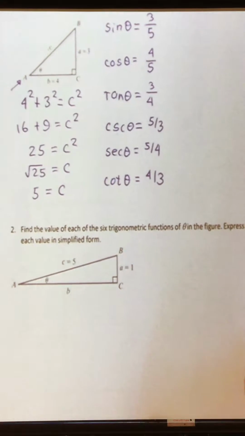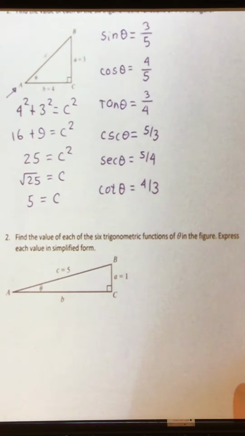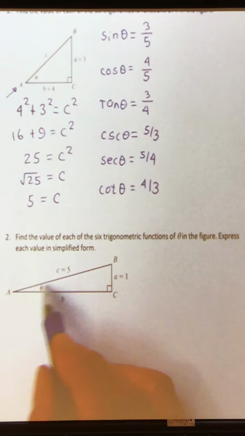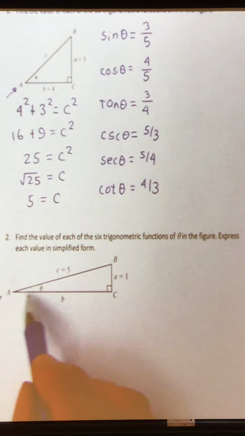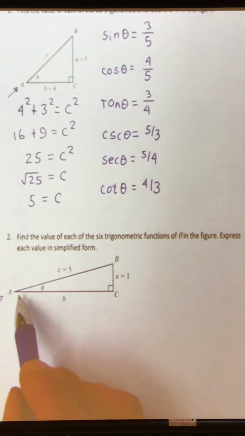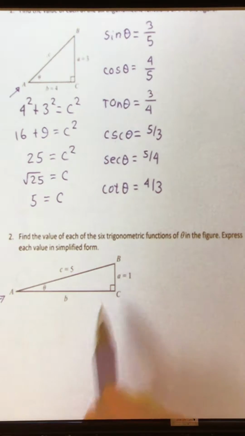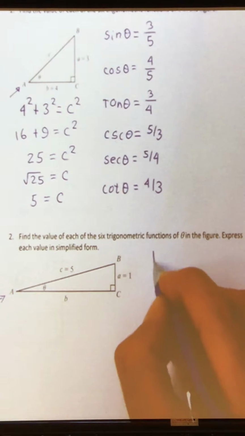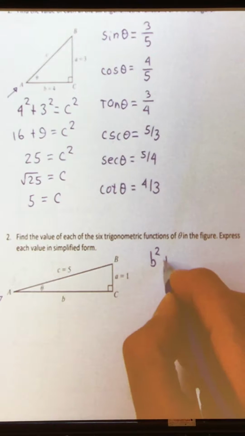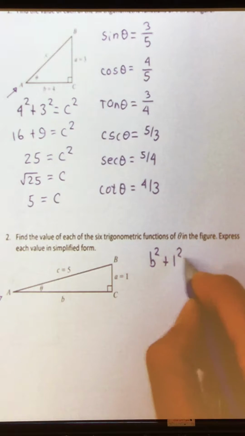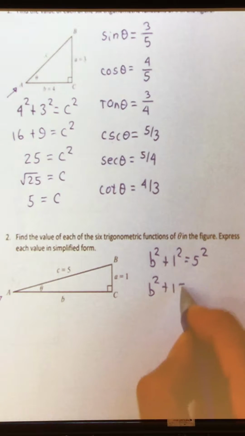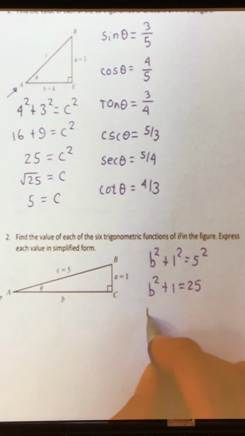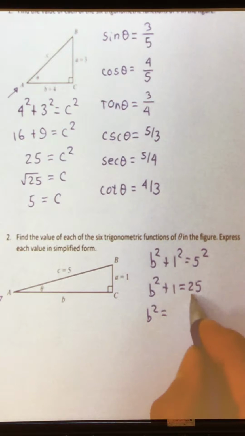Problem 2. Same question as problem 1, but notice now we have the length of the hypotenuse, we have the length opposite the angle here, but we do not have the length adjacent. So still we go through the Pythagorean theorem. So the adjacent side squared plus the opposite length squared is equal to the hypotenuse squared. So b squared plus 1 equals 25. So b squared is 25, subtract 1, 24.